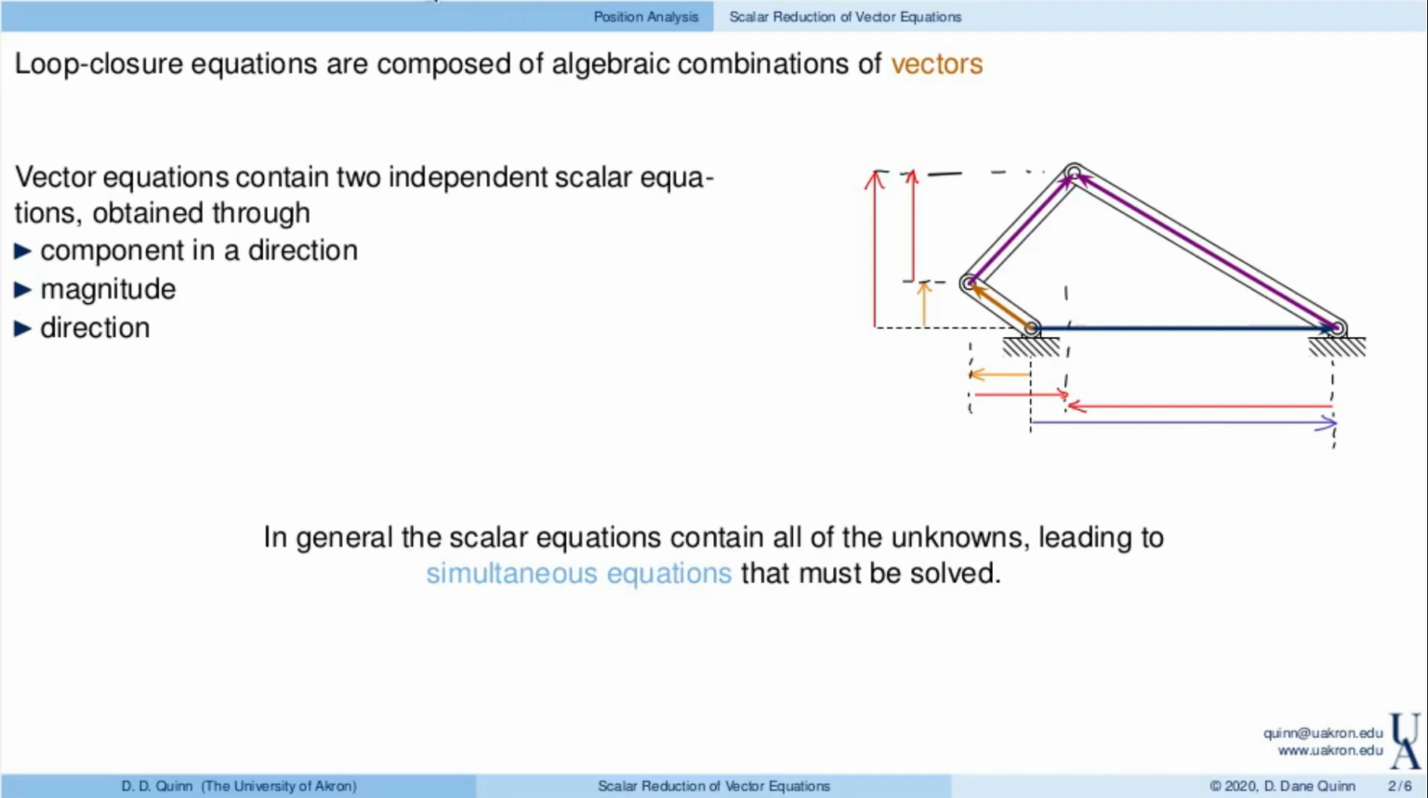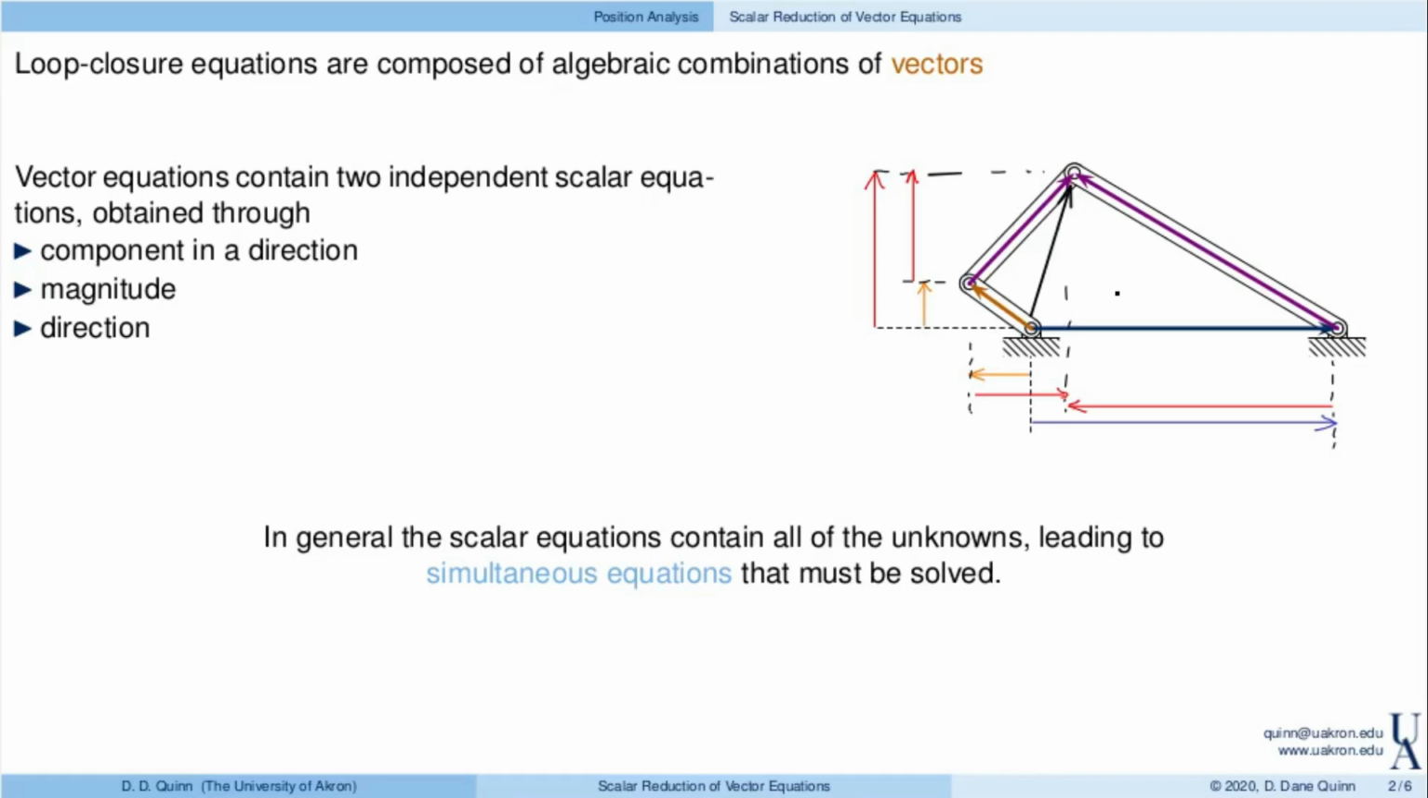Now, alternatively, I could say that this loop closure equation has these two vectors equaling these two vectors. So I could look at, for example, the magnitude of the resultant. So the magnitude of this vector has to be equal to the magnitude of that vector, and the direction has to be the same. So again, there are a number of different ways of coming up with these scalar equations.